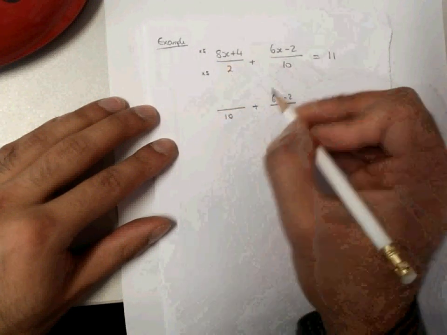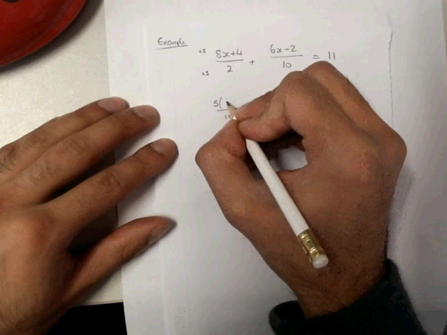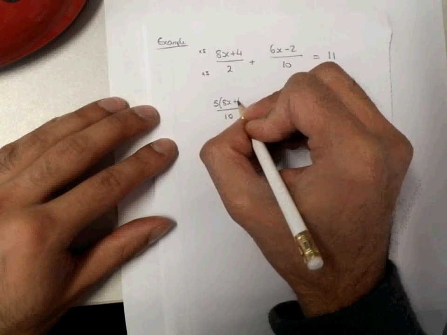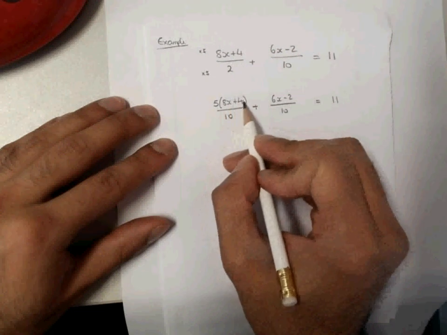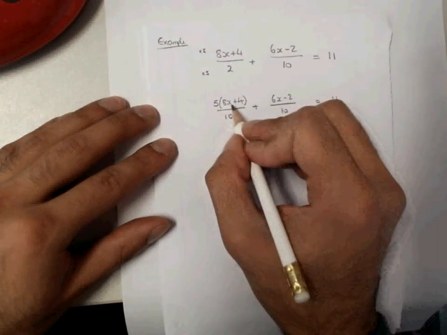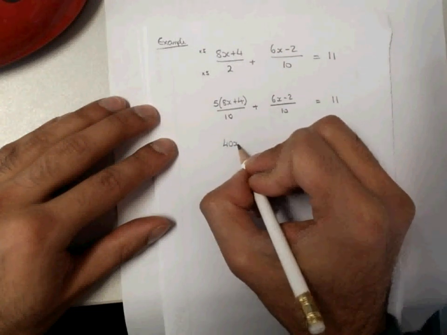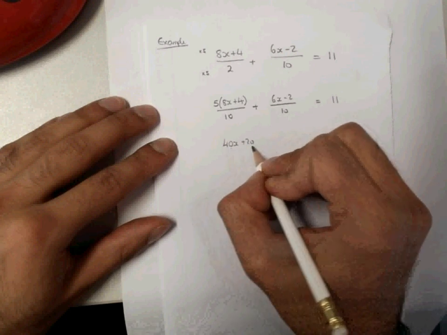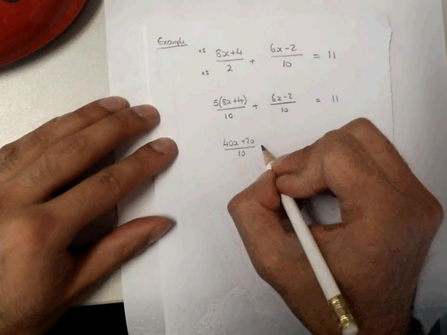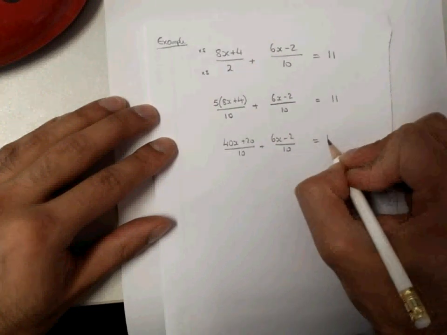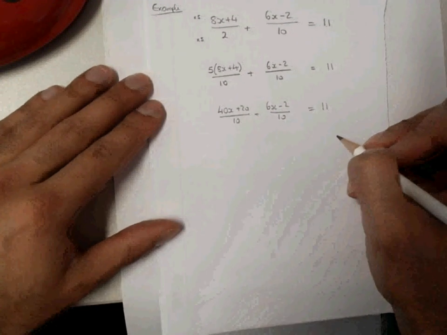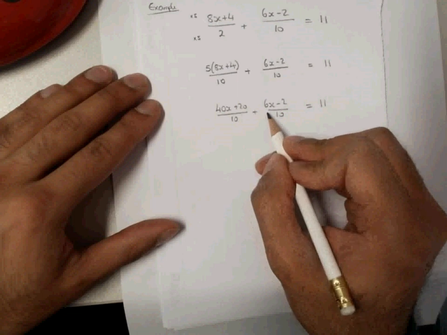I'll show you my full working out. That means 5 times everything here in the numerator. If you multiply it correctly, you get 40x plus 20 over 10, plus 6x minus 2 over 10, equals 11. Common denominator now means I can add the top.